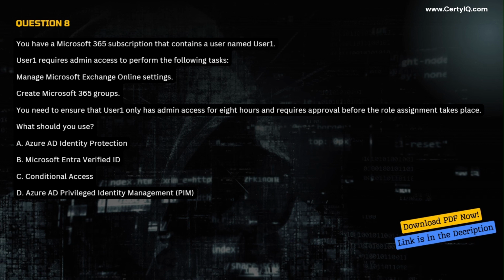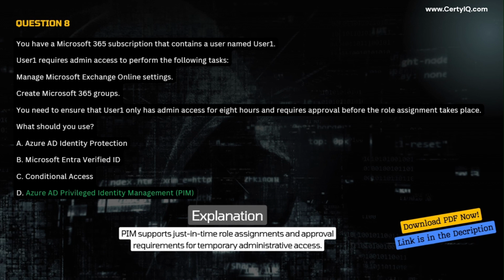What should you use? A. Azure AD Identity Protection. B. Microsoft Entra Verified ID. C. Conditional Access. D. Azure AD Privileged Identity Management (PIM). Correct answer: D. Azure AD Privileged Identity Management (PIM). Explanation: PIM supports just-in-time role assignments and approval requirements for temporary administrative access.